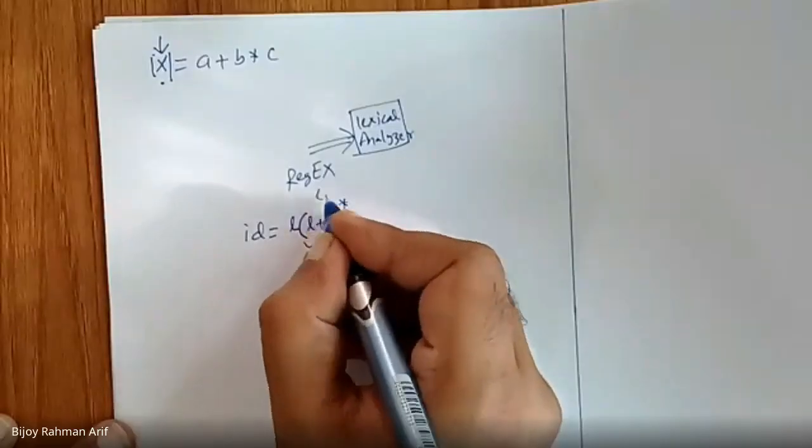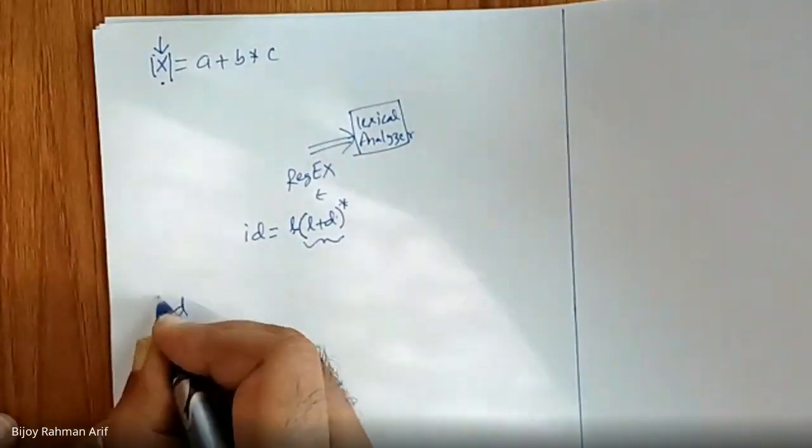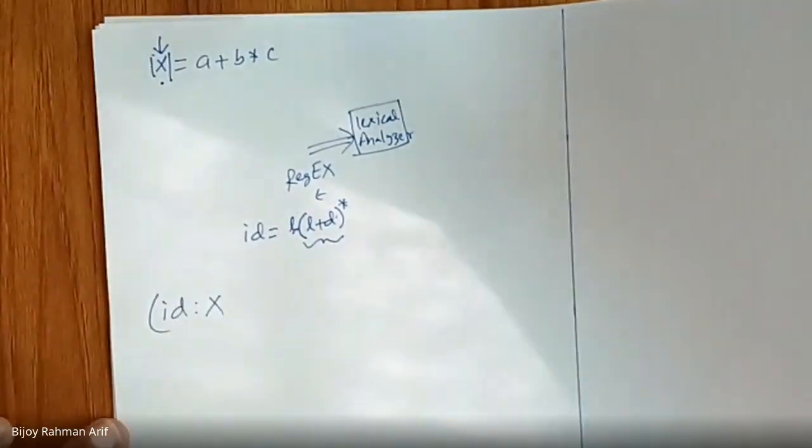Am I right? Because of the star, it can also be epsilon, nothing there. So the letter matches, and it matches the pattern. Then it understands I got my first ID, which is nothing but X. Did you get it?